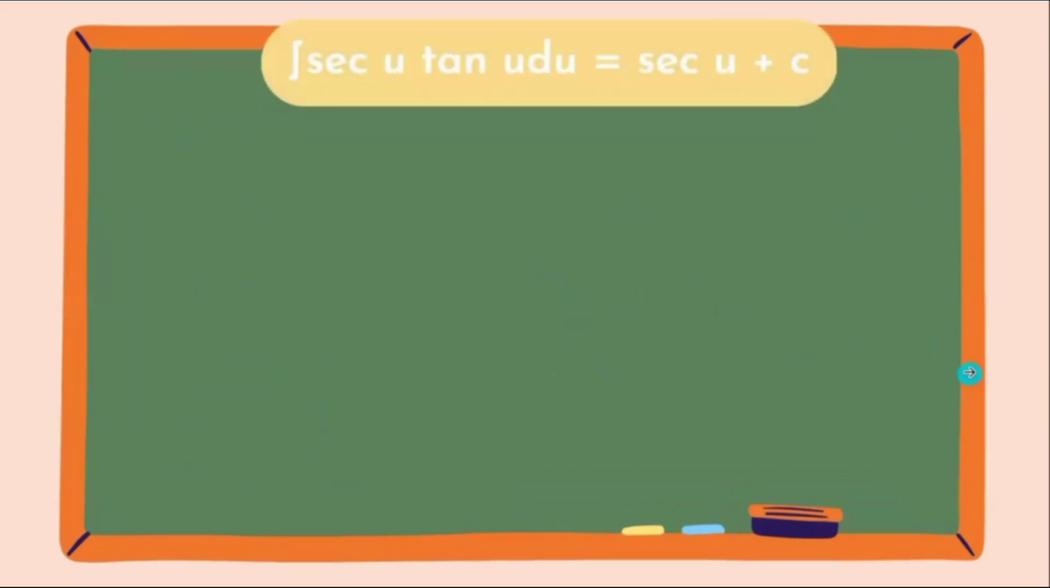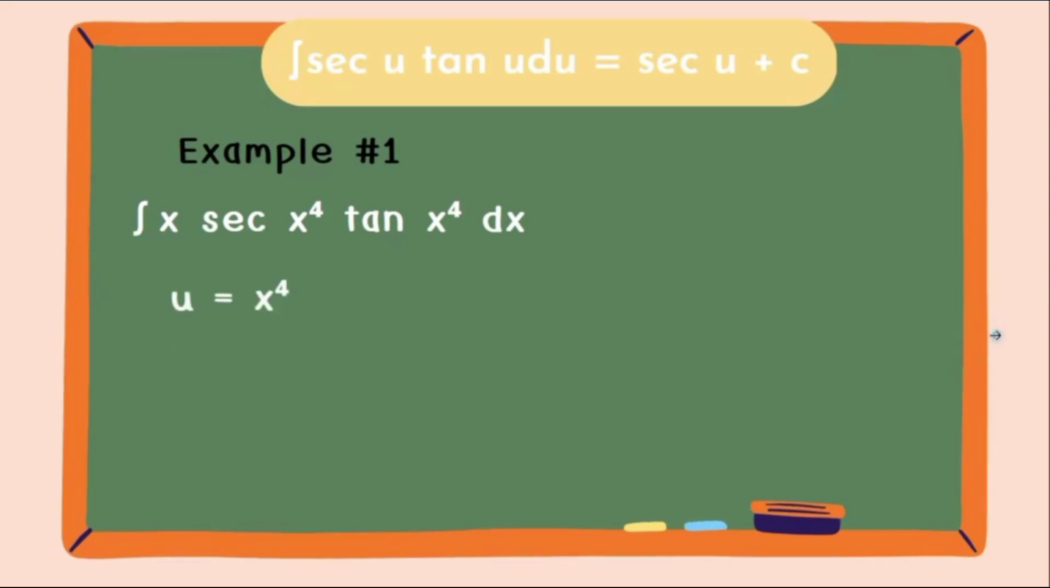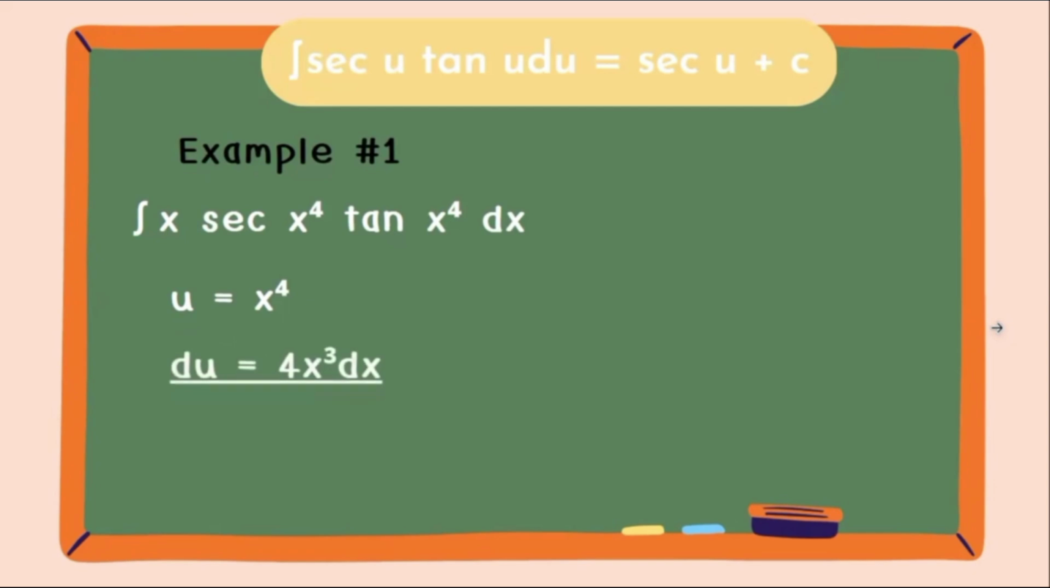In this example, we will be using the integrals of secant u tangent u du is equal to secant u plus c. Example number 1. Integrals of x cubed secant x raised to 4 tangent x raised to 4 dx. First, we need to identify what is the value of u, which is u is equal to x raised to 4. Then, we will identify the value of du, which is du is equal to 4x cubed dx.